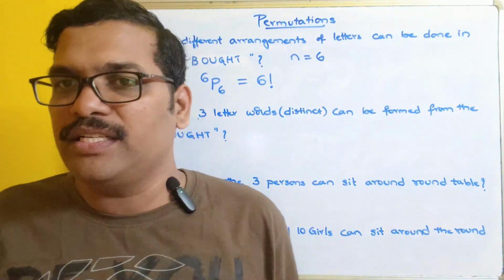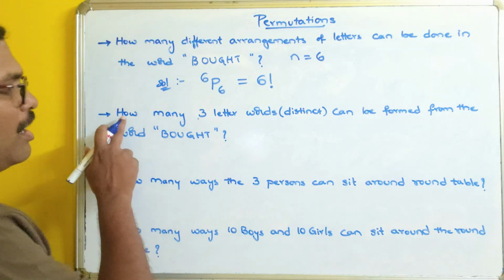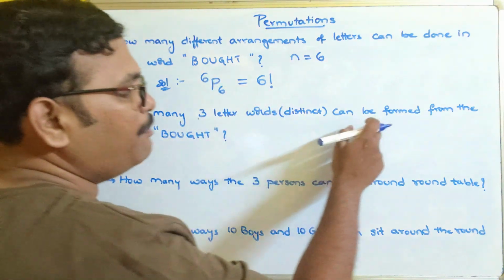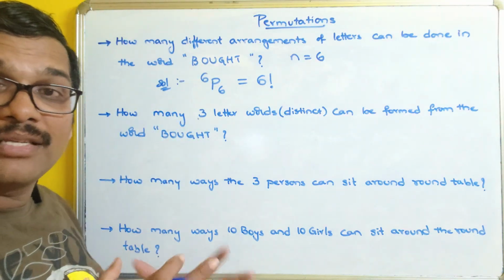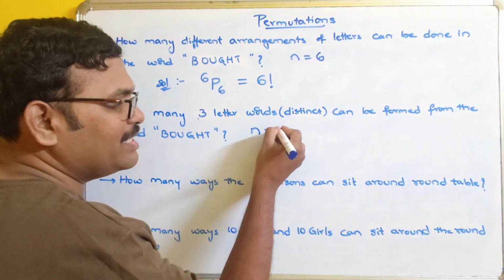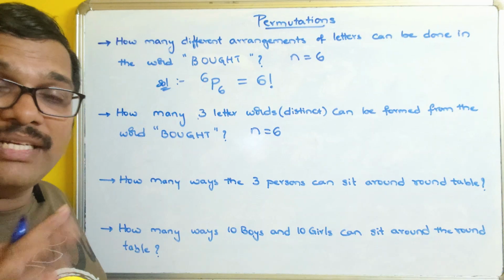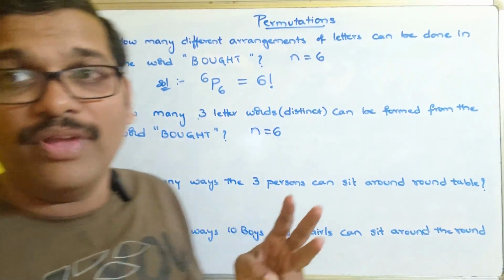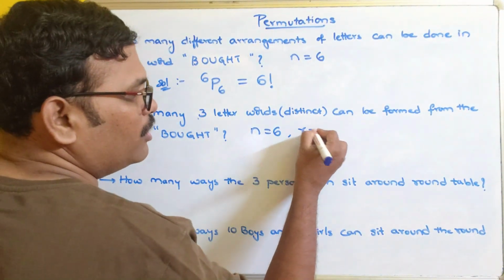There is no repetition, so that's why we are using 6 factorial. The same thing: how many 3-letter words, all distinct, can be formed from the same word? So now we are supposed to find the 3-letter words. So n is 6, that means total 6 letters are there. Among those 6 letters we have to select 3 characters. So r is equal to 3.